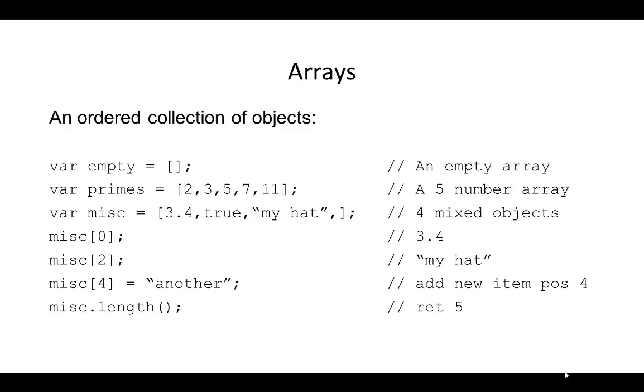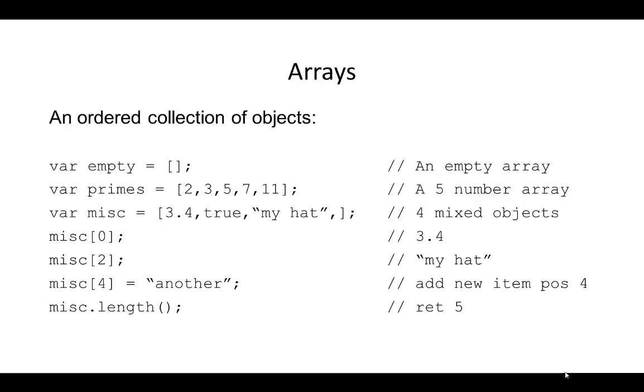An array can be made up of lots of different things. It can be a miscellaneous array. It doesn't have to be an array of all numbers or all words. So here we've got a miscellaneous array in which the first value is 3.4. The second value is a Boolean true. The third value is a string, my hat. And there's a fourth value, which is a null. So there are in fact four values in that array.